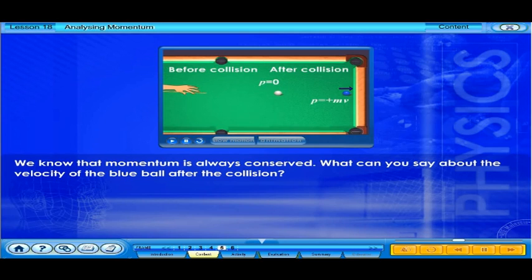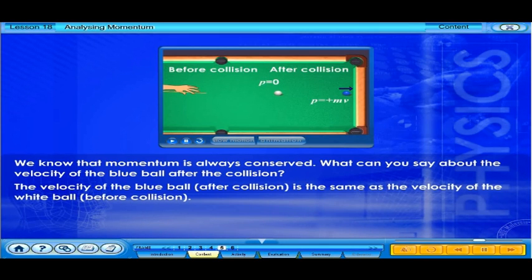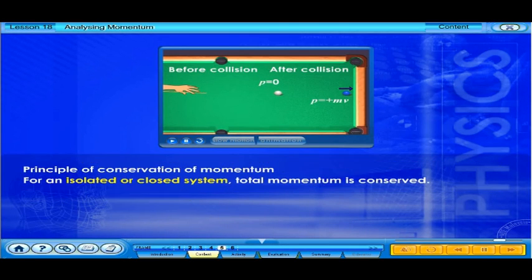We know that momentum is always conserved. What can you say about the velocity of the blue ball after the collision? The velocity of the blue ball after collision is the same as the velocity of the white ball before collision. For an isolated or closed system, total momentum is always conserved. We call this the principle of conservation of momentum.